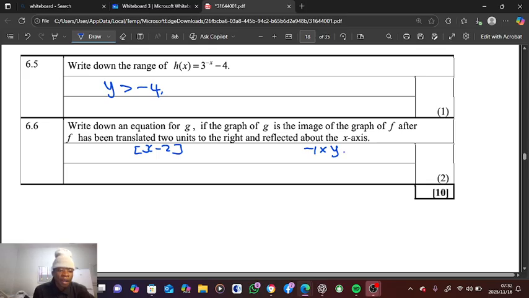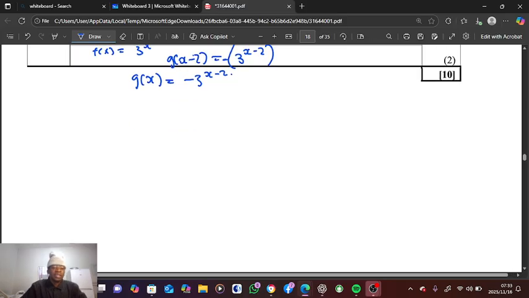So our graph of f of x is equal to 3 to the power of x. Now that we have to find the graph of g, firstly we have to translate it 2 units. So our g of x is going to be 3 to the power of x minus 2. And now we have to multiply our y by negative. So g of x is going to be equal to negative 3 to the power of x minus 2. Then we are done for 6.6.